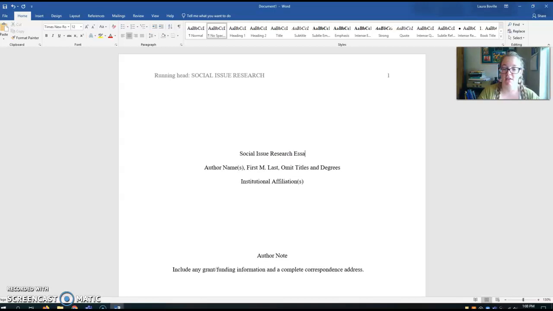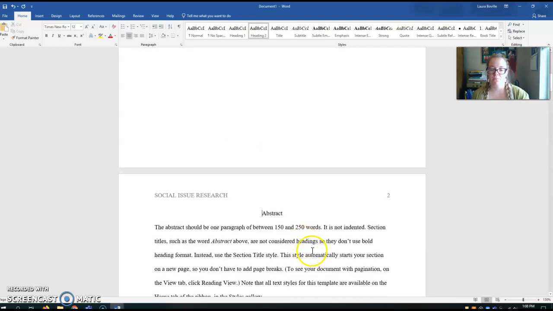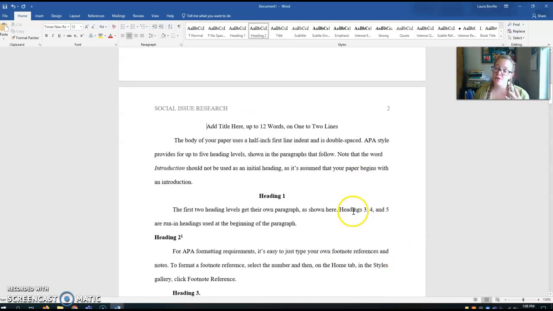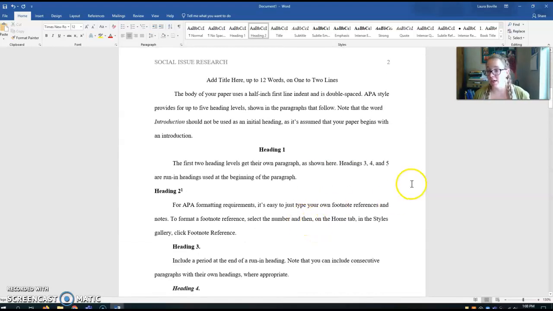If I can type correctly. So, a couple things. You don't really need the author's note, so you can kind of get rid of that. You also may not need the abstract, so we could just delete that. Then if you'll notice, you've got this cover page, and on the second page is where your writing actually starts.